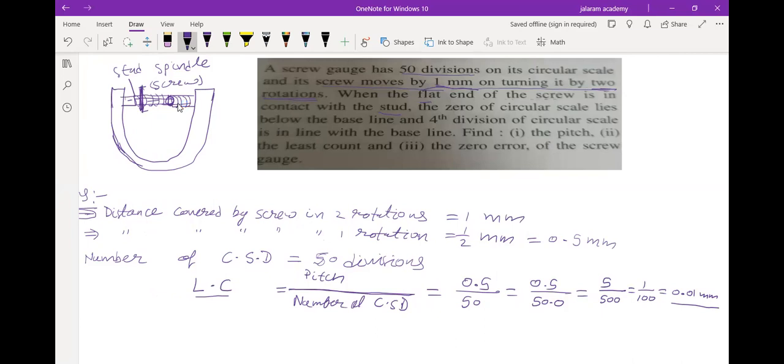Zero error. Okay, now we know that there are two types of zero error. First is positive zero error and second is negative zero error. So can you tell me the definition of positive zero error?